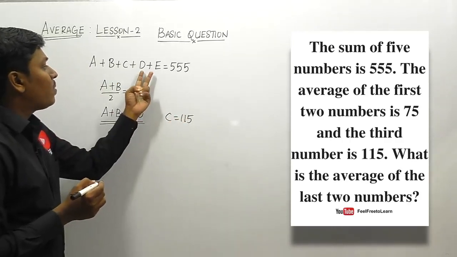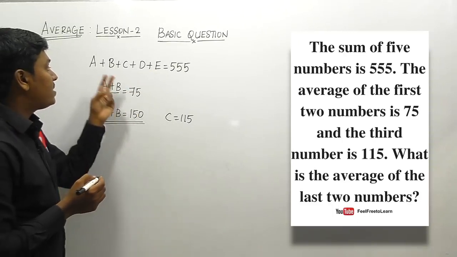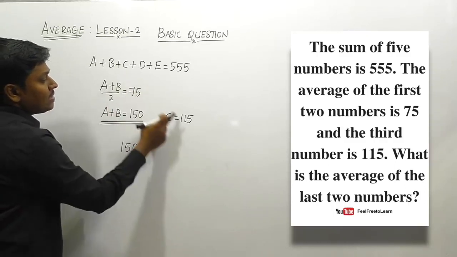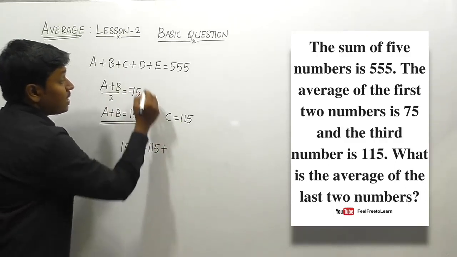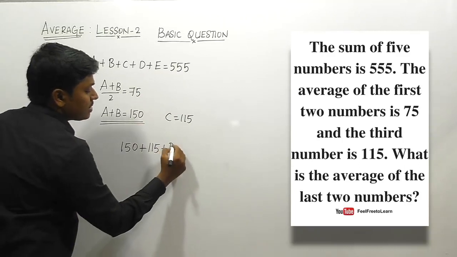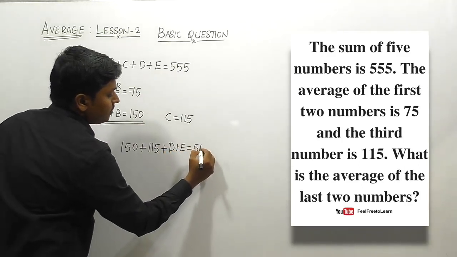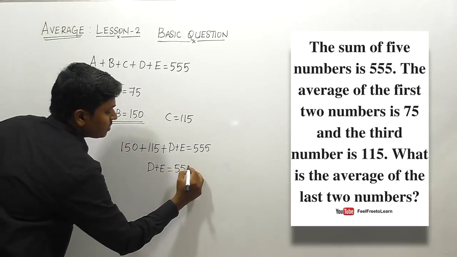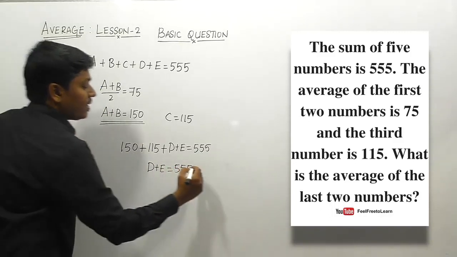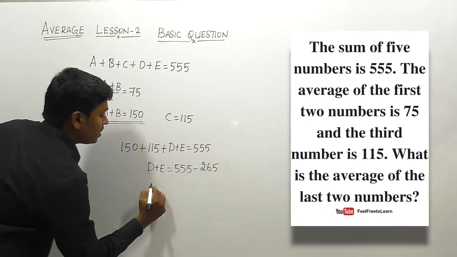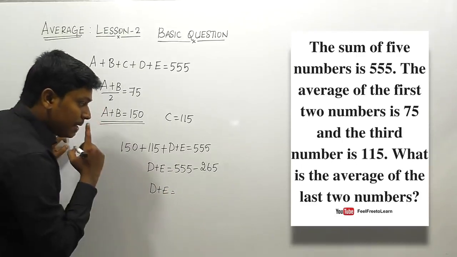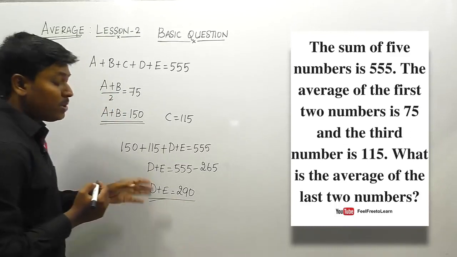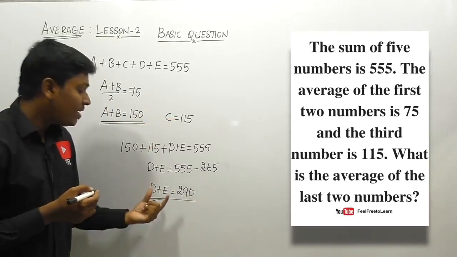But our target is to find the average of last 2 numbers. Listen here friends, we know that A plus B will be 150 and the value of C, that is third number, will be 115. But our target is to find the average of last two numbers, that is D and E. The total is 555. So D plus E is 555 minus 265, right? So 555 minus 265 will be 290. So finally we can say that the total of D and E will be 290, but our target is to find the average of last two numbers.